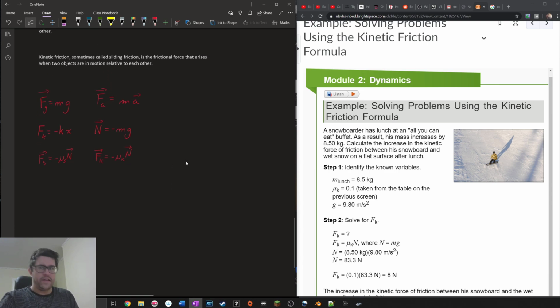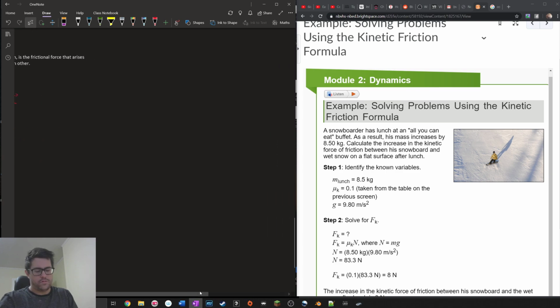Let's draw a quick diagram and kind of put them all together. Say we have a box here. The box itself is resting on a table. Could be a wheel cart or anything. Imagine I'm pulling it this way with a rope or a tension.